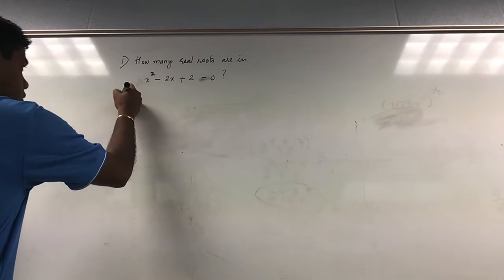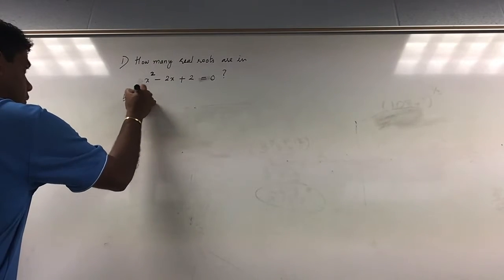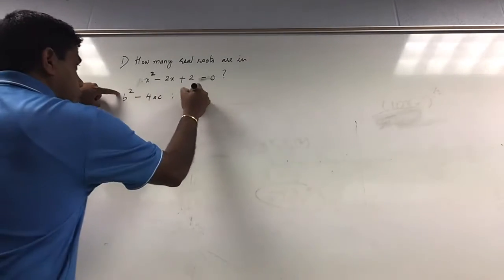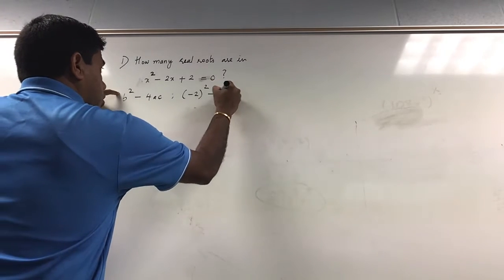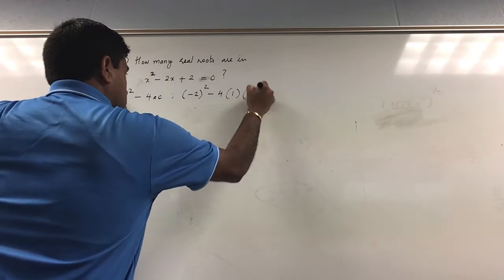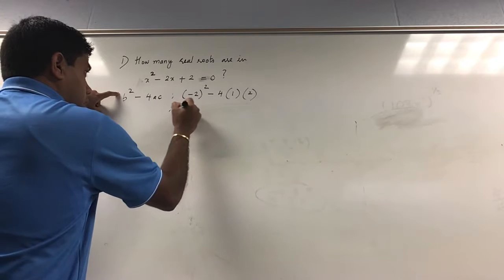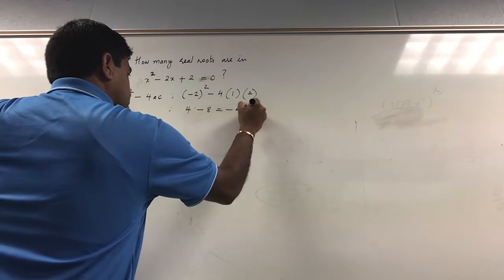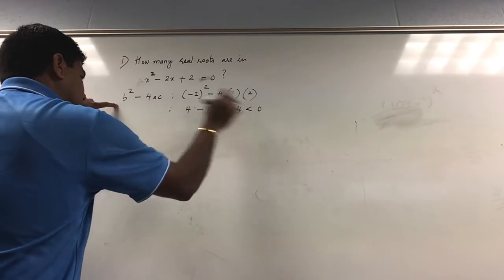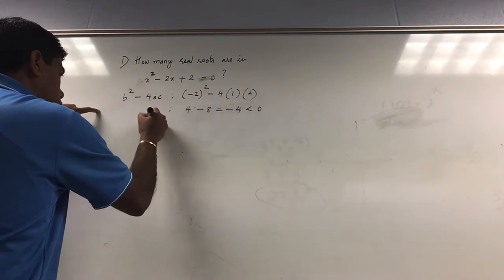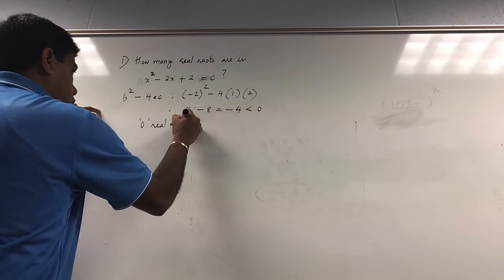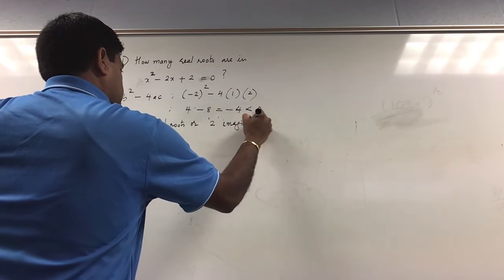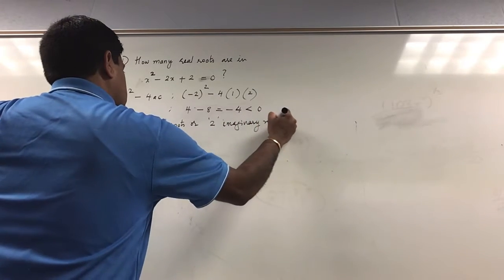On page 8, you saw something called the discriminant, b squared minus 4ac. Do you see that? So b here is negative 2, squared, minus 4 times a times 2. You with me? So it'll be 4 minus 8, which is negative 4, which is less than 0. So b squared minus 4ac is less than 0, so you have 0 real roots or 2 imaginary roots.